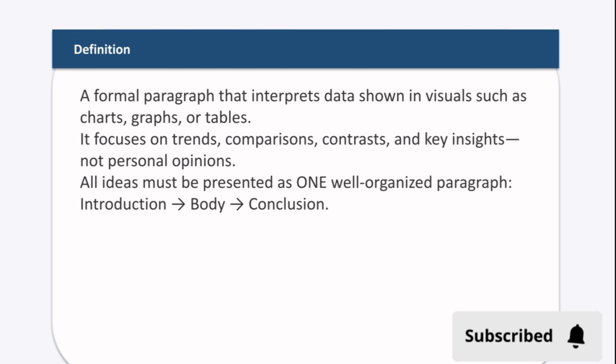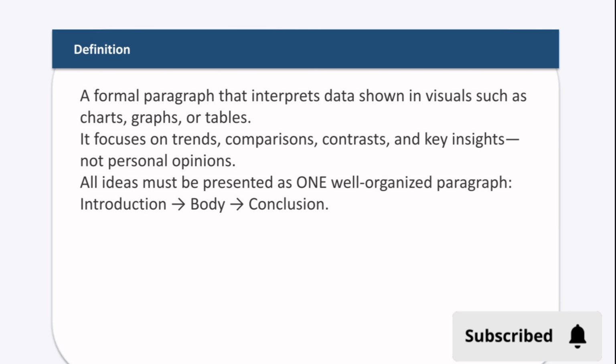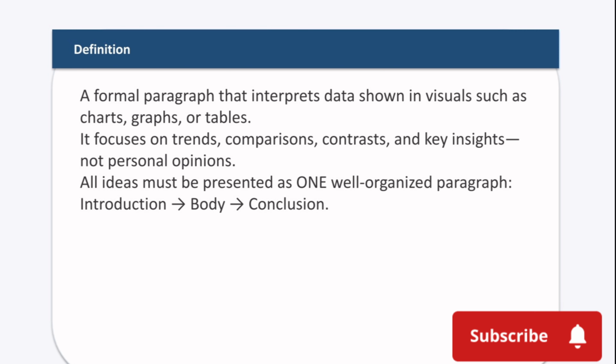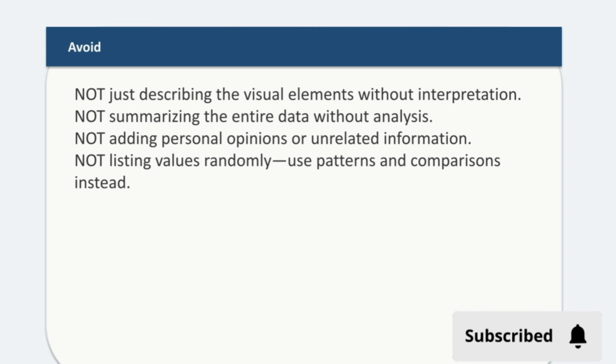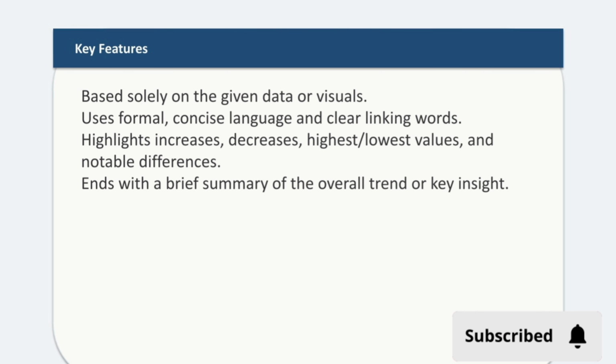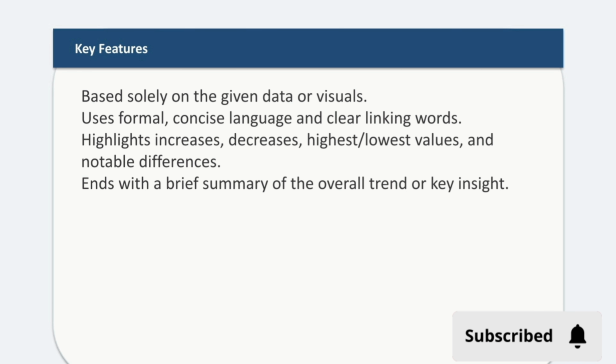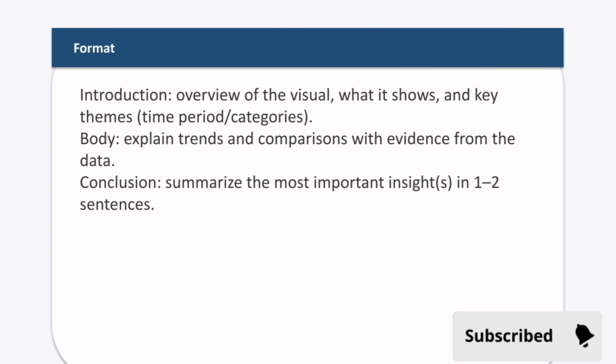Let us now understand what an analytical paragraph really means. An analytical paragraph is a formal piece of writing in which we interpret data presented in charts, graphs, tables, or diagrams. It is not about storytelling or giving personal opinions. Instead, it focuses on identifying trends, making comparisons, and drawing meaningful conclusions. All ideas must be written in a single, well-organized paragraph with a clear introduction, body, and conclusion.